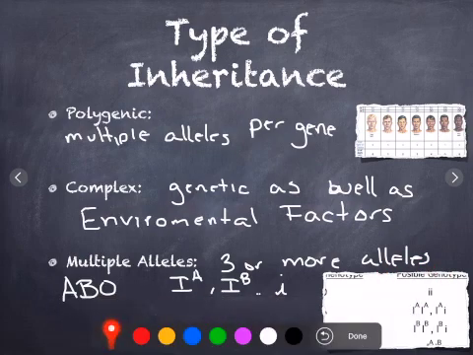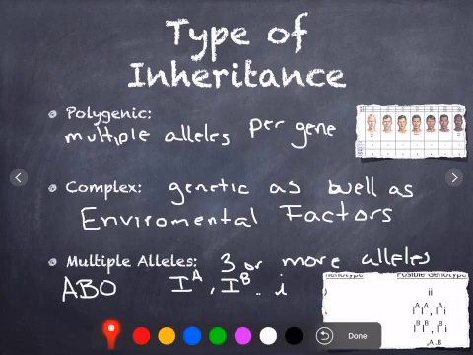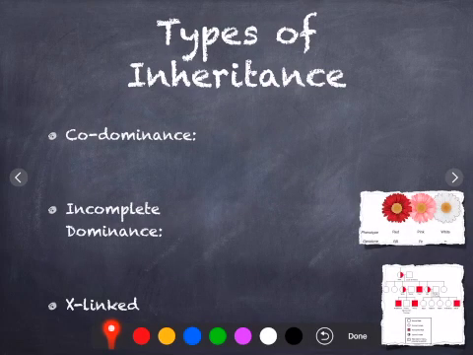O blood, as you kind of got cut off here, 2 recessive alleles. A blood, you can have 2 different. B blood, 2 different, and then AB blood from those, as you can see.